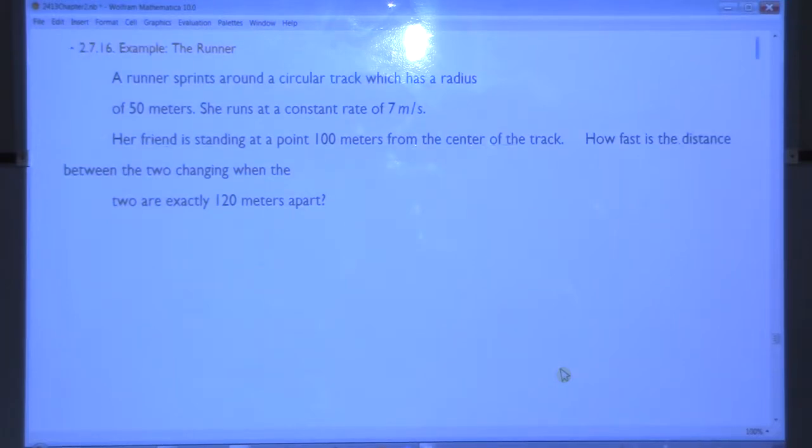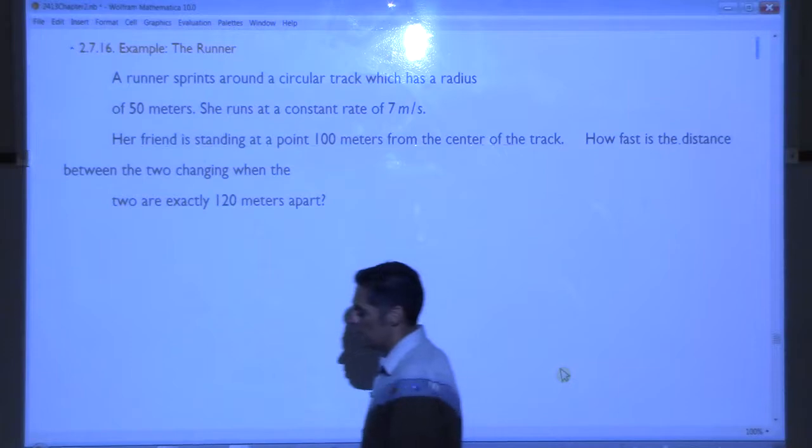So a runner sprints around a circular track which has a radius of 50 meters. She runs at a constant rate of 7 meters per second. Her friend is standing at a point 100 meters from the center of the track. How fast is the distance between the two changing when the two are exactly 120 meters apart?